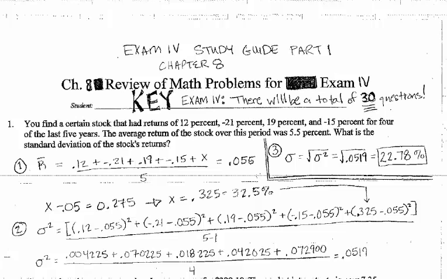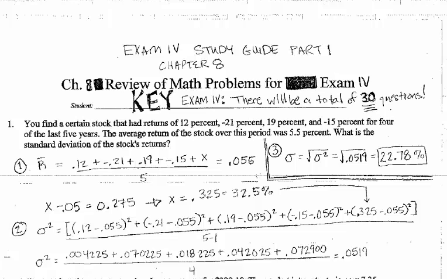And then you're going to add the next one, which is a negative 21% subtracted from the average, squared. And then you add in the 19% subtracted from the average, squared. And then you add in the negative 15% subtracted from the average, squared. And then you add in that last one, which we've just found in step 1, which is 32.5% minus the average, squared, all over your n minus 1, which is going to be 4. Okay. Now, some ways of finding variance, they would just tell you to put 5 there or just put n. For finance, we're going to do n minus 1, and just trust me, and we'll leave that math topic for a statistics class later on.